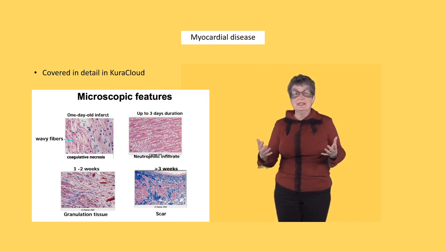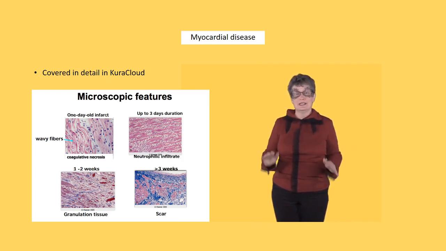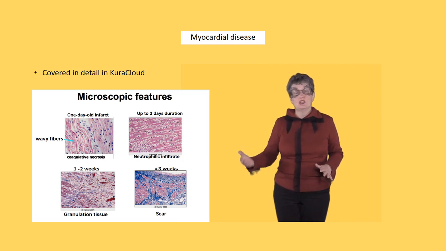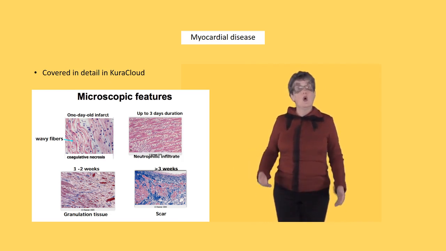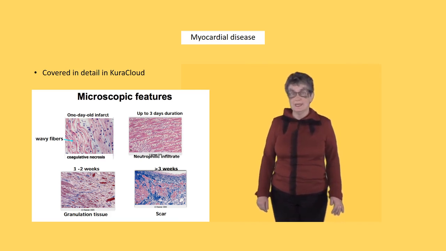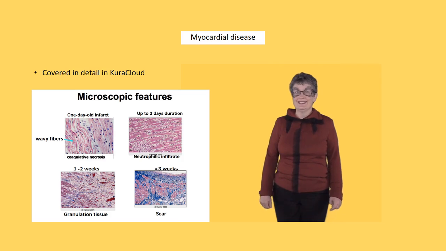So about 10 days we start to get fibrosis and granulation tissue, which then progresses over several weeks to a scar. All this is covered in much more detail in Cloud. It's a great exam question, so study it in detail.